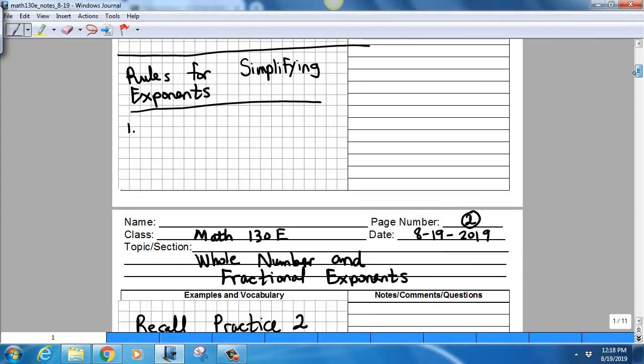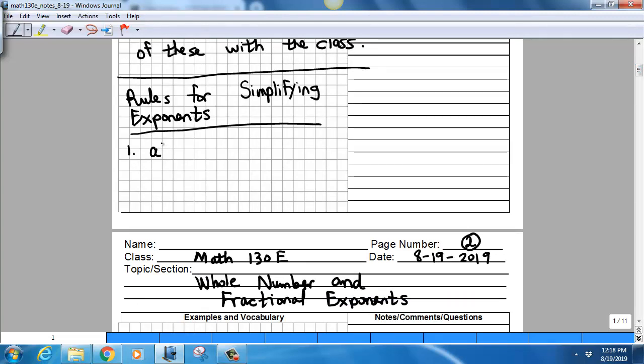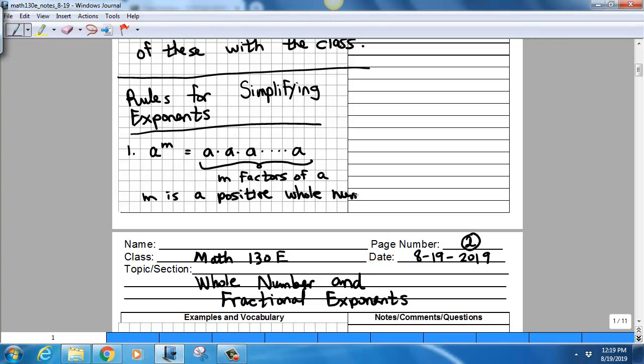Let me write down my first rule here for simplifying exponents, which is if m is a positive whole number, if that power is a positive whole number, you're going to use the base as a factor m times. So you get m factors of a. But m has to be a positive whole number. So everyone understood that, I think, already.